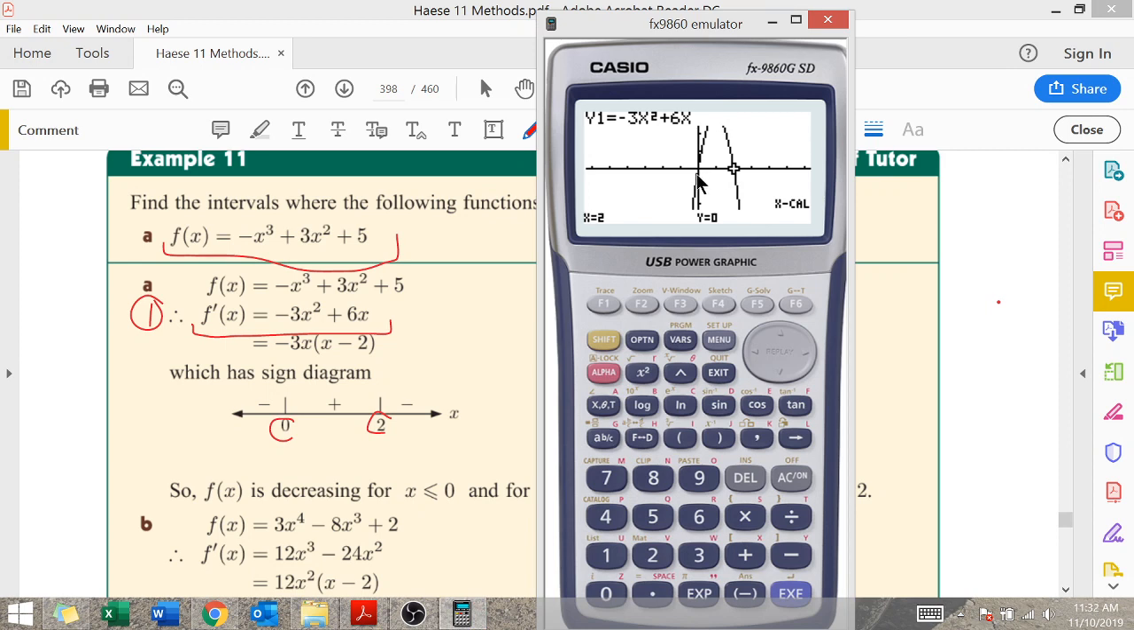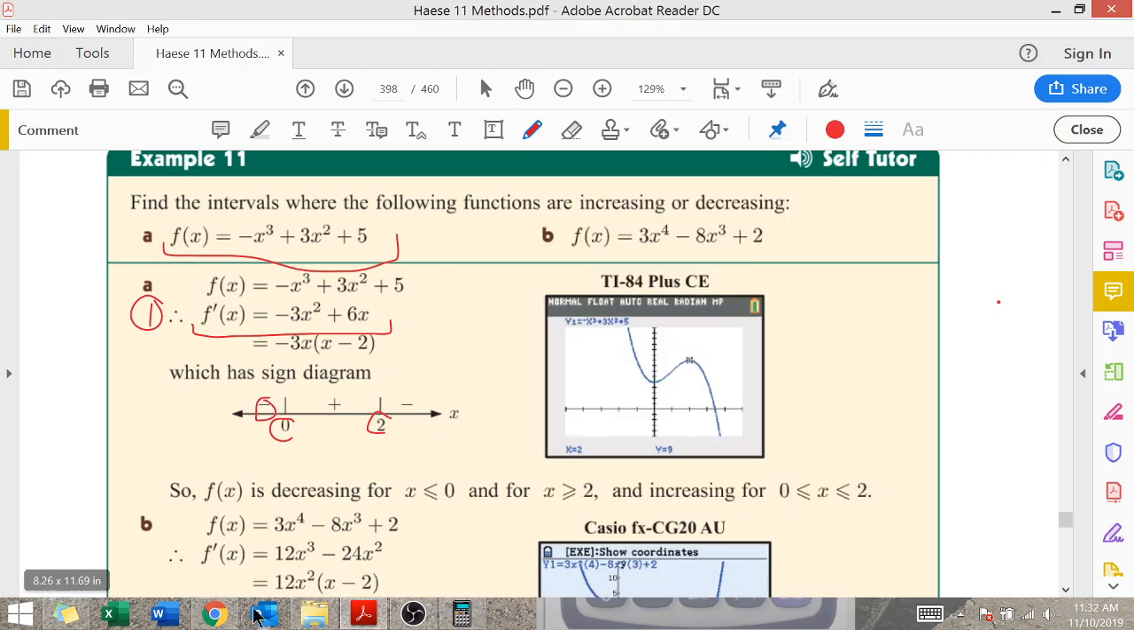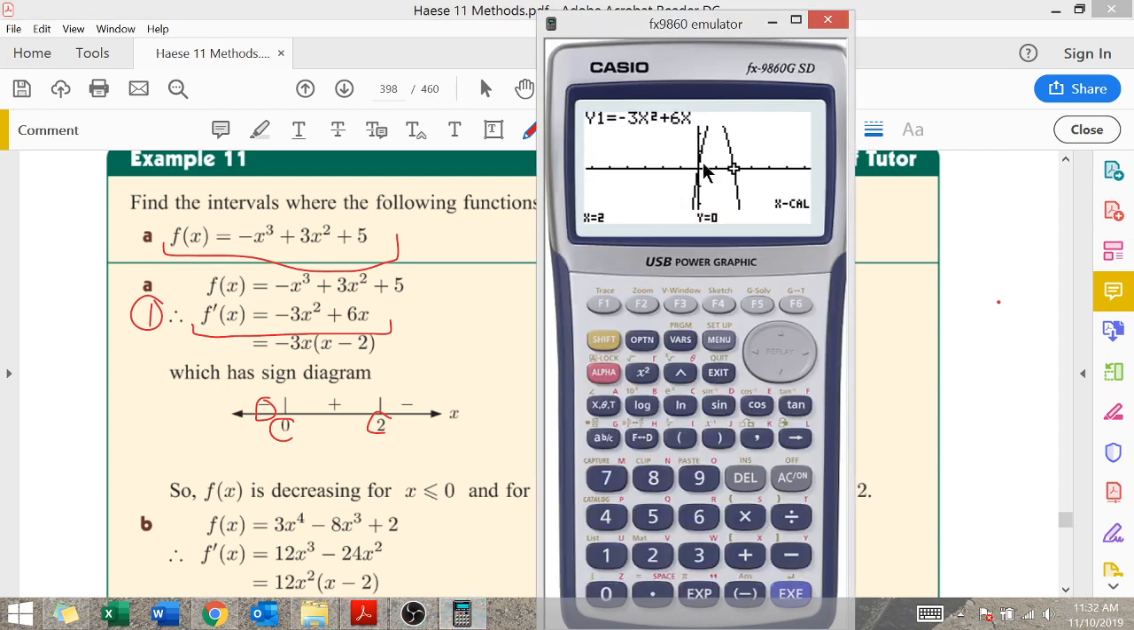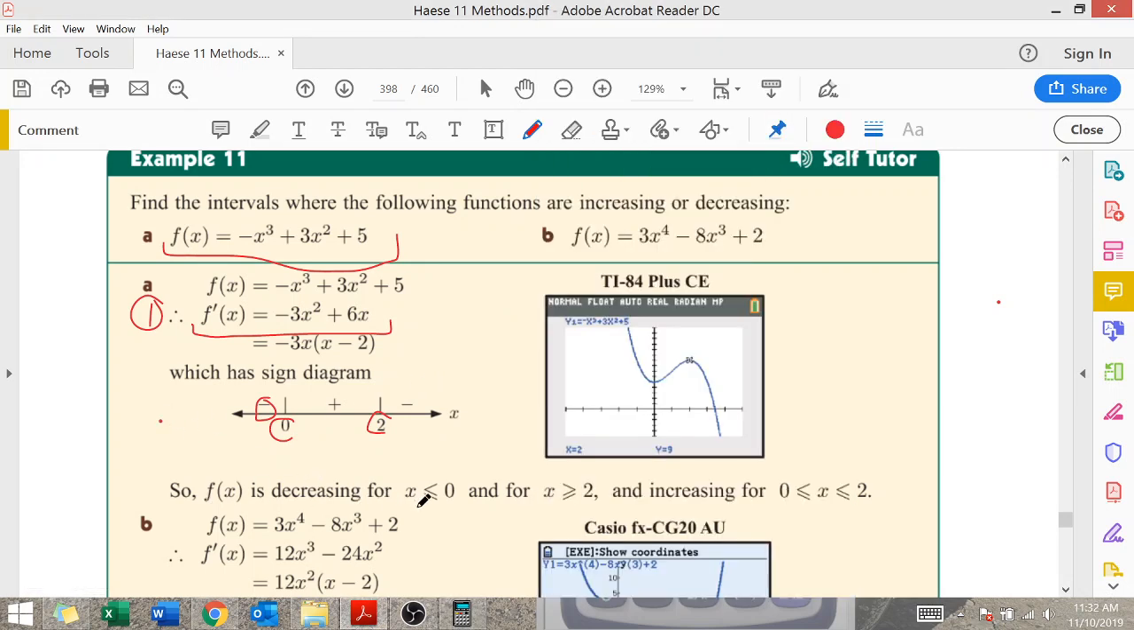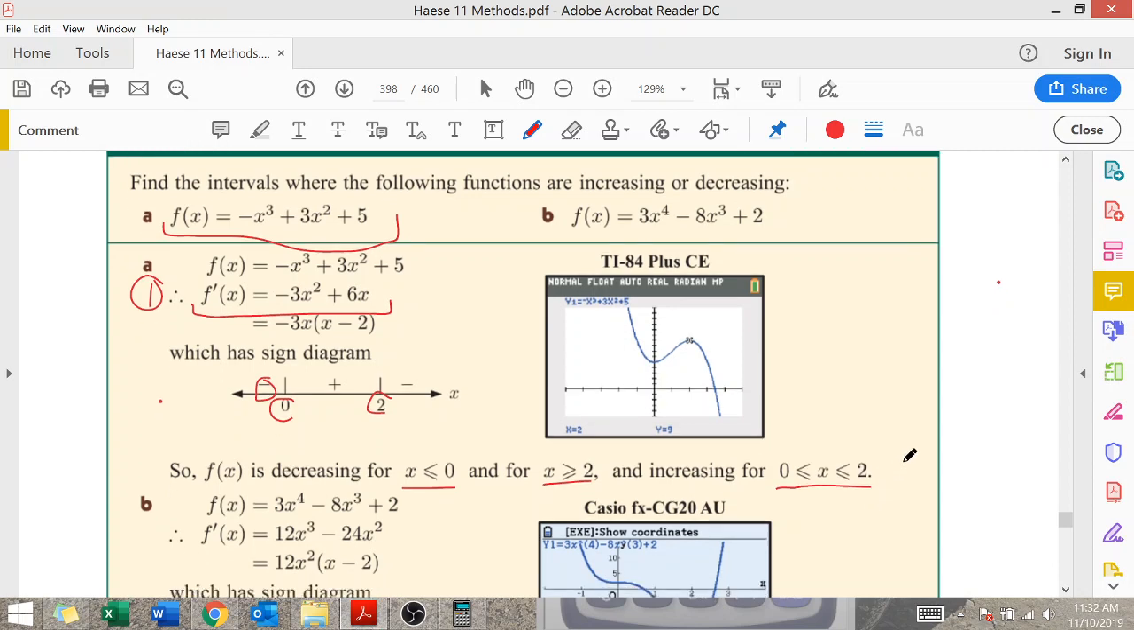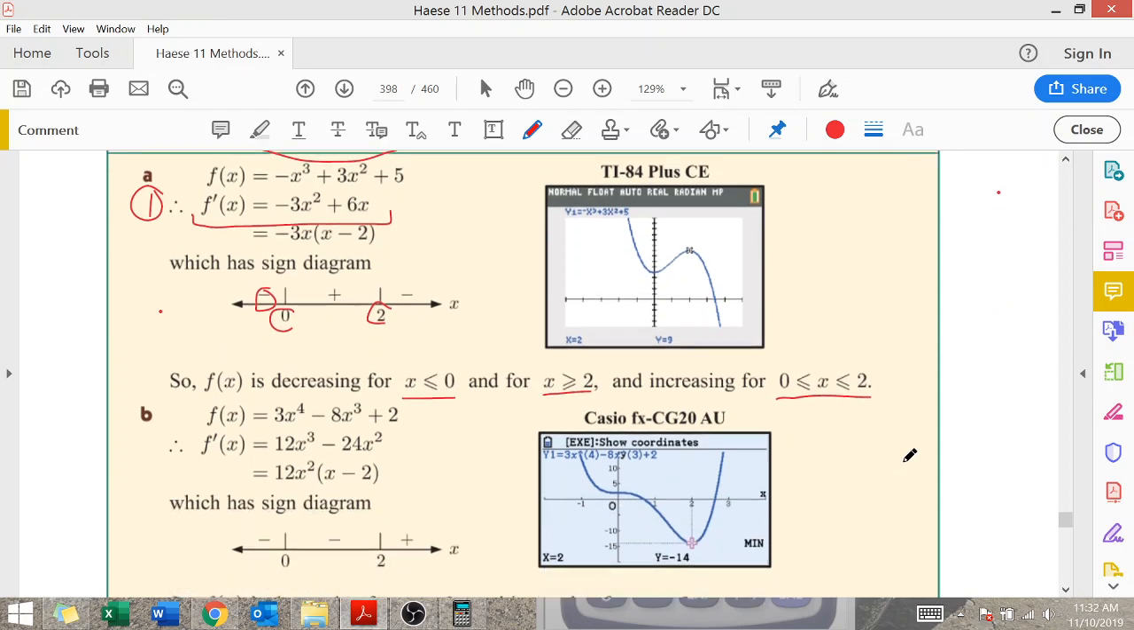So let's have a look. Everywhere to the left, it is negative. Our derivative graph is negative. So you put in the negative sign. Everywhere in between 0 and 2 is positive. So we put in the positive sign there. And then everywhere greater than or equal to 2 is negative. So we put in the negative sign there. So we can say that f of x is decreasing for x is less than or equal to 0, x is greater than or equal to 2, and increasing in this set interval here, 0 is less than or equal to x, which is less than or equal to 2.